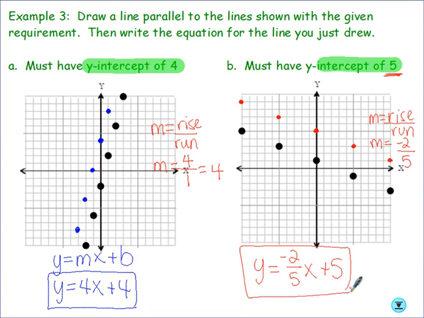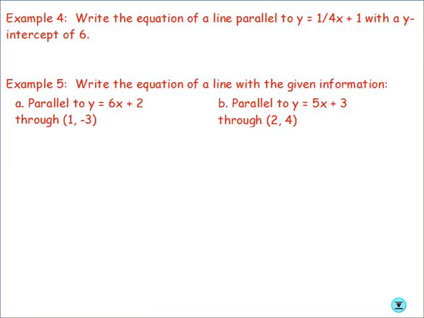Okay, so let's move on to the next example. Hopefully you're starting to feel how to put these together. So we're going to take the picture out of the problem now. Example 4, all we're doing is taking away the picture. I want you to write the equation of a line that is parallel to our equation and has a y-intercept of 6. So we need m.